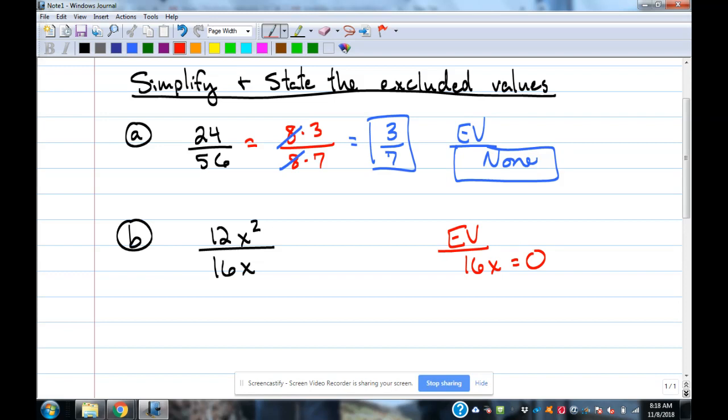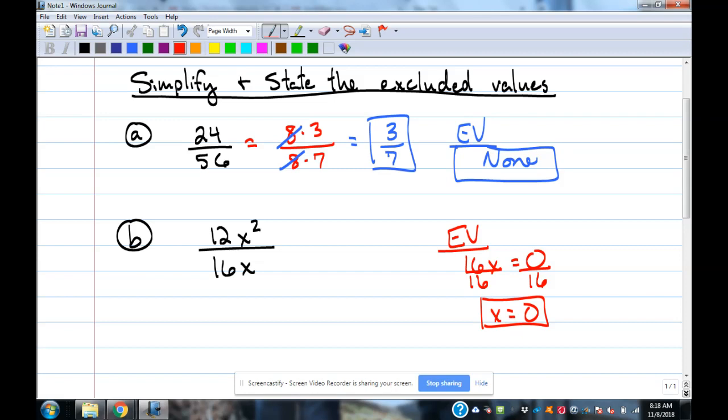So how do we solve that? Divide by 16. 0 divided by anything is 0. So that's an excluded value. To find your excluded values, if there's an x in the denominator, you set the denominator equal to 0 before you simplify. Okay? Excluded values happen before you simplify.